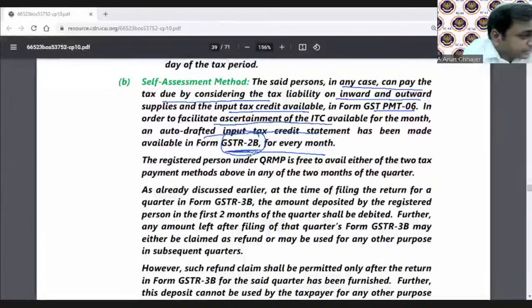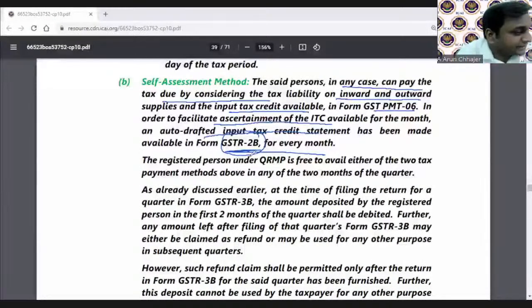The cash balance deposited appears in the cash ledger. Yes, it will appear in the cash ledger. In FSM, we calculate the monthly tax based on the 3B filed in the previous quarter. Right, in FSM you calculate the monthly tax liability based on the 3B, and in that 3B, the amount of liability which was paid in cash.